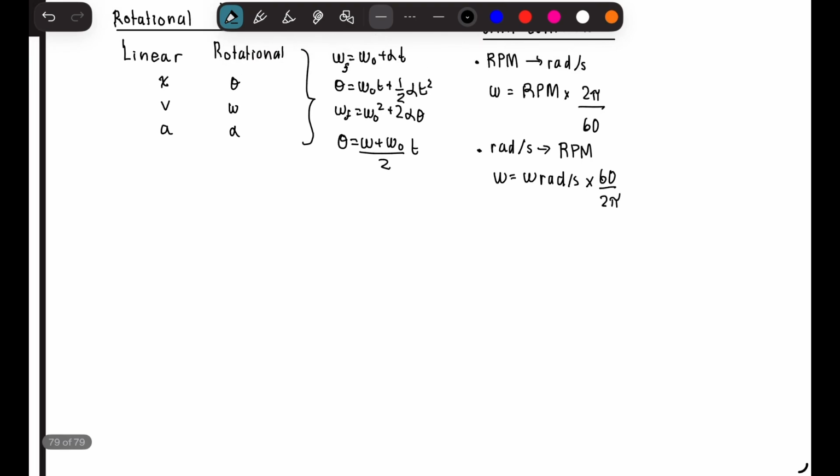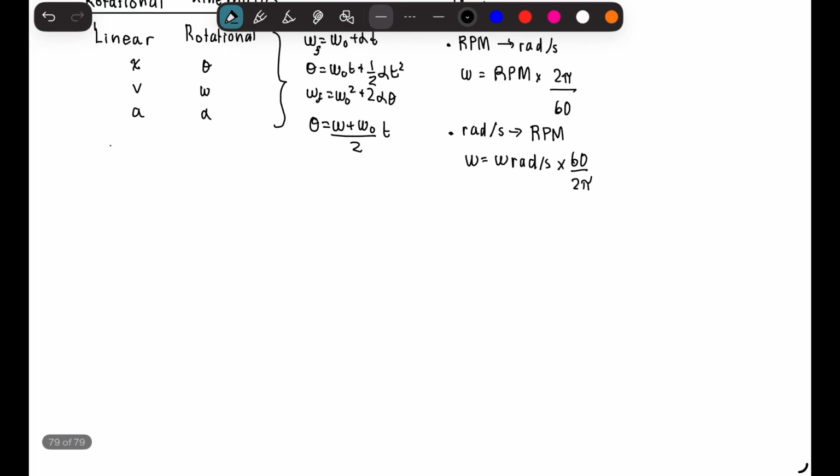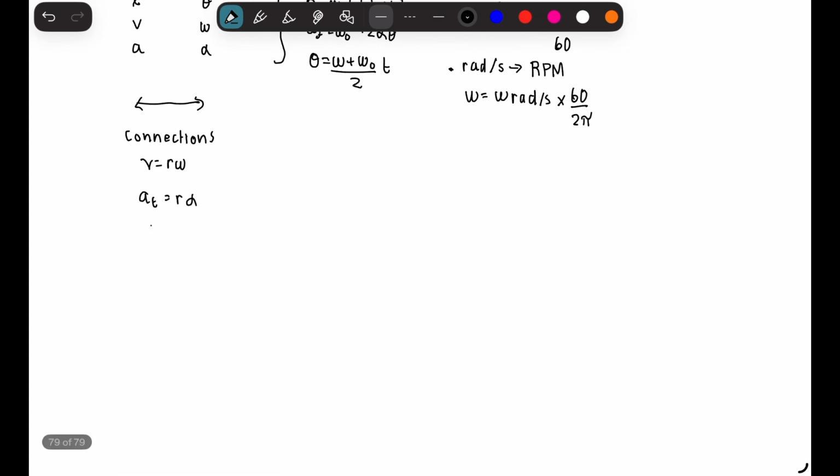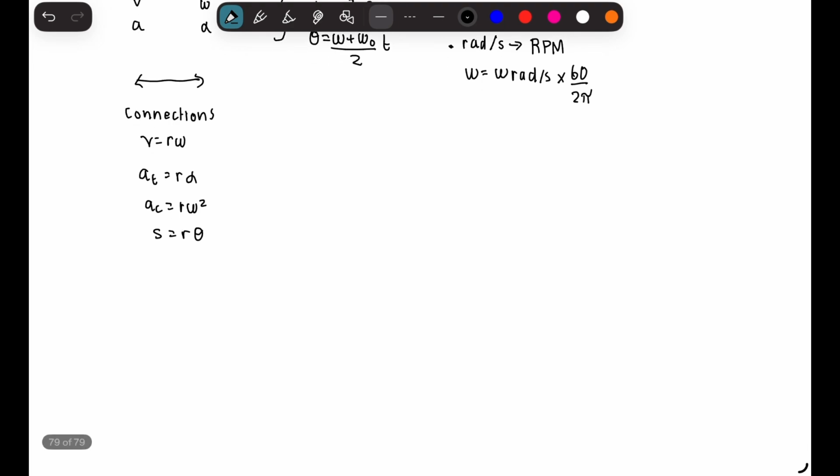There are a few connections that unite linear and rotational in a few core equations. On to moment of inertia.